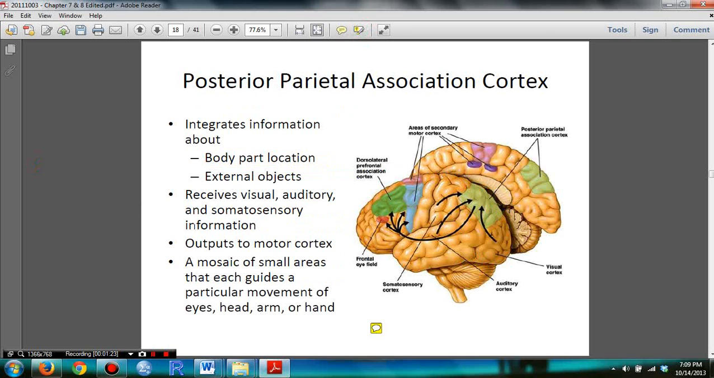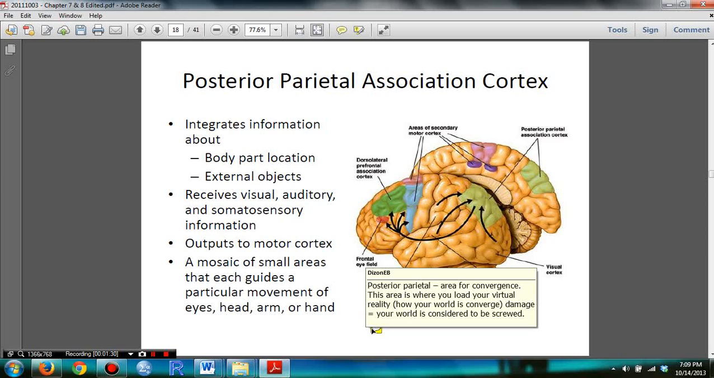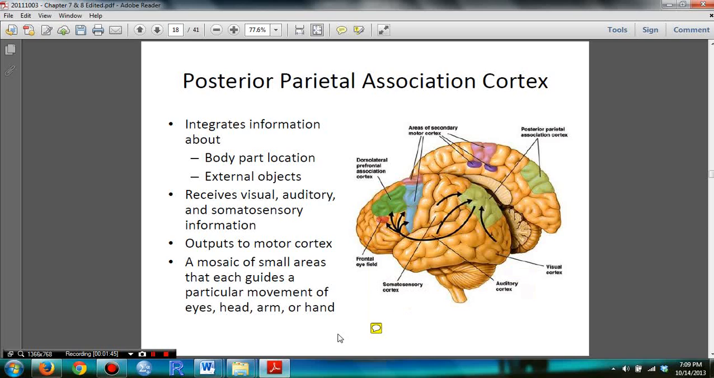And then it is important to know that the posterior parietal association cortex, here's my side note, is the area of convergence. This area is where you load your virtual reality, how your world is converged, and then damage equals your world is going to be pretty much messed up. And then you need to read this section over here.